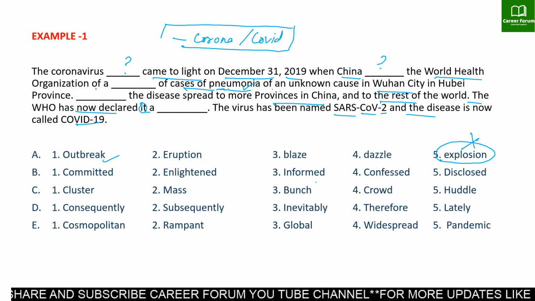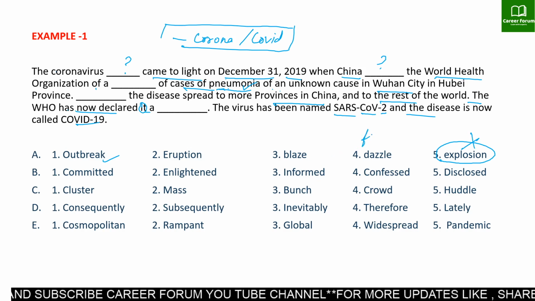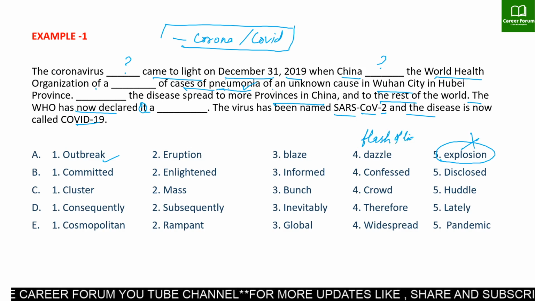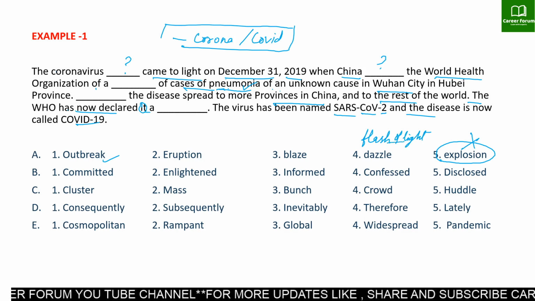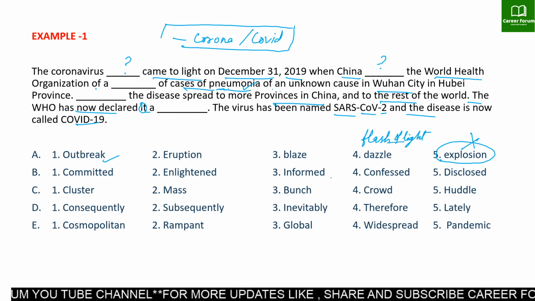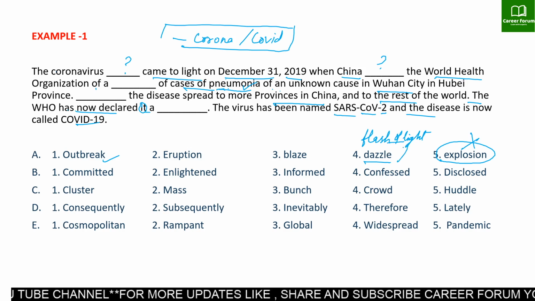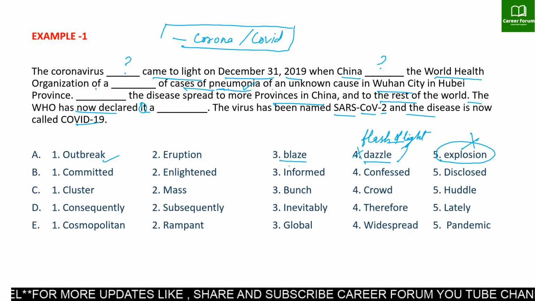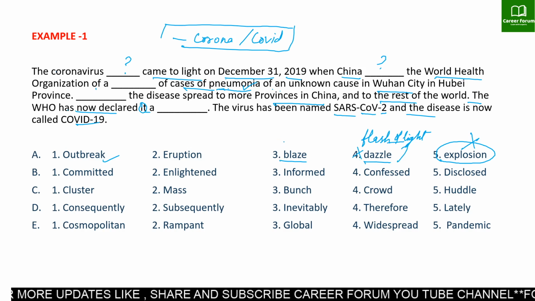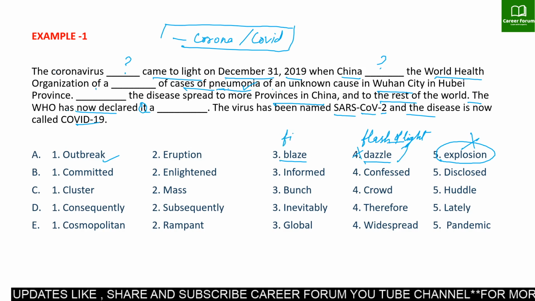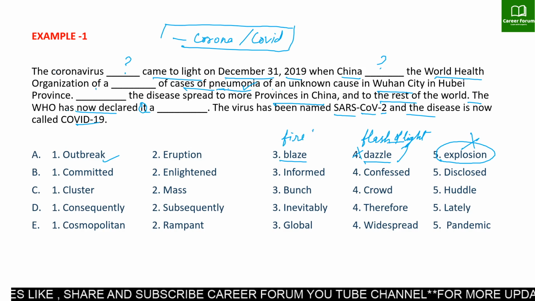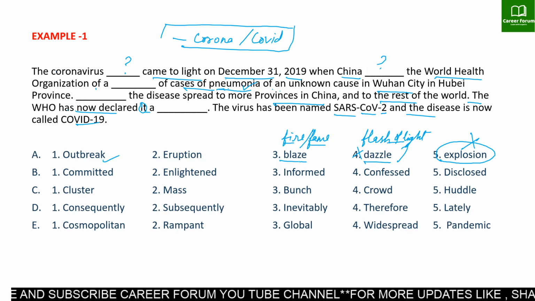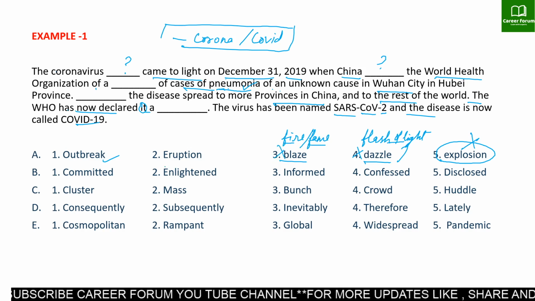Dazzle, what is dazzle? It's a flash of light. Are we talking about anything like this? No, the passage has not talked about anything related to light, so no need of this also. Eliminated. Blaze. Blaze is what? It's a fire or flame. Are we talking about any fire or flame here in the passage? No, this is also eliminated.